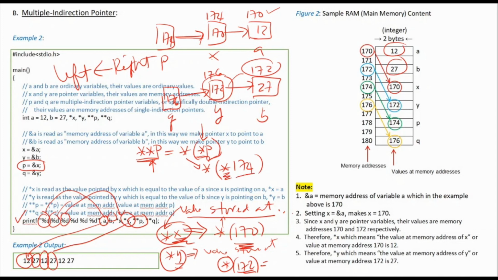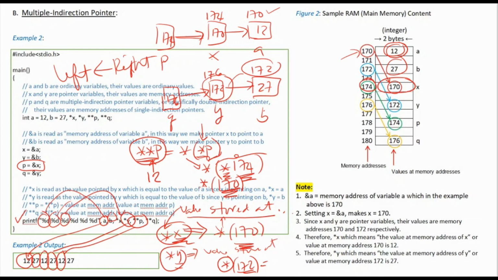What is the value stored at memory address 174? It is 170. So this is now bring down the first asterisk, and then the value of this expression is 170. Asterisk 170 means the value stored at this memory address. So look at 170, it is 12. What we have there is 12. So this expression is equal to 12. That's why the output here is 12.